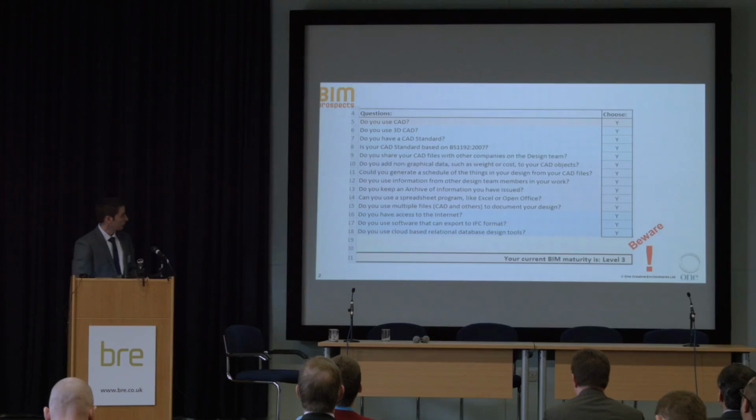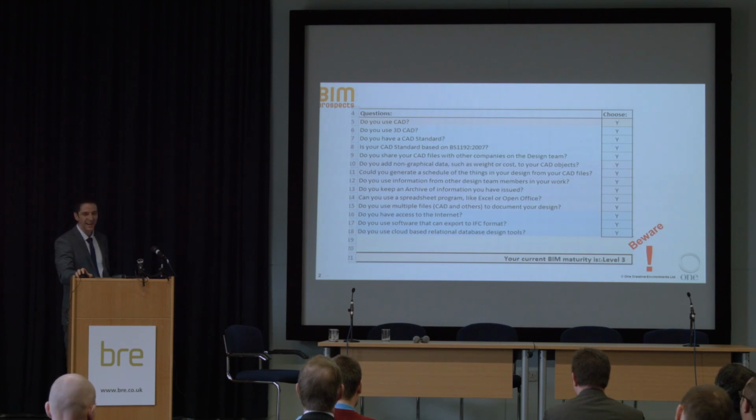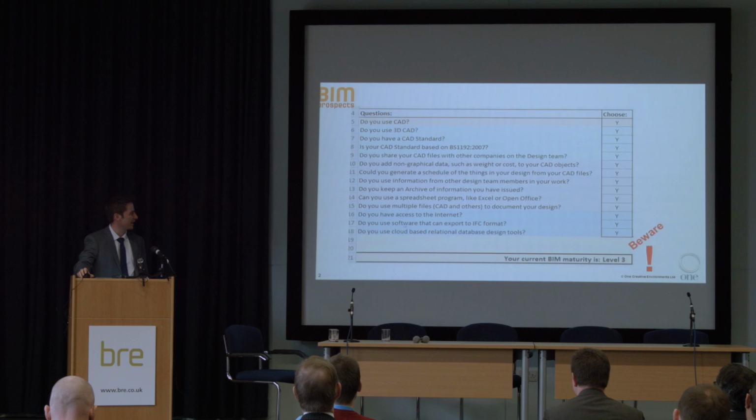This here is a BIM competence assessment. If you state yes to all of these things, like do you use CAD? Do you have access to the internet? Can you use a spreadsheet like Excel or OpenOffice? And you tick yes to all those, your BIM maturity is level 3. Congratulations. This is out there. Presumably it was access to the internet that swayed it for them, I'm not sure.